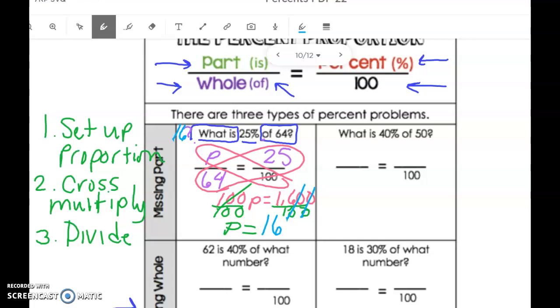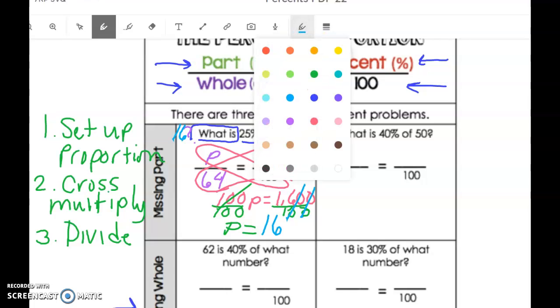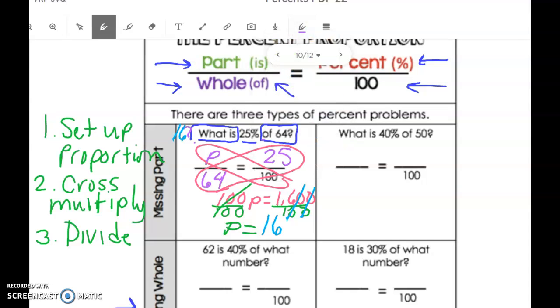Okay, moving on to our next one. Let's see. What is 40% of 50? All right, there's my keywords again. We've got the "is," what is, so that means we don't know what that's going to be. I'm going to use a P for part. The whole goes with the word "of," 50.